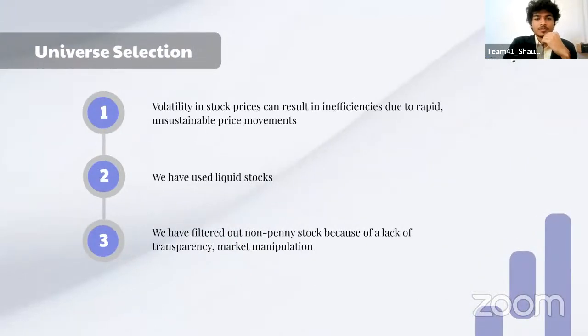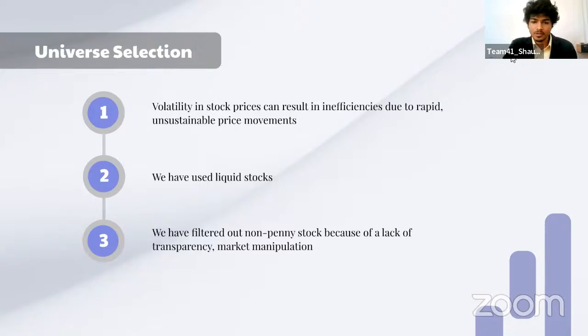For universe selection, we use some basic broad criteria. We see that volatility in the stock price can create inefficiencies by causing rapid price movements that are not sustained. So we used higher vol stocks with a daily return standard deviation of greater than 5%. We have also used liquid stocks, but not highly liquid stocks, because of the complexities associated with illiquidity and lesser inefficiencies in high liquidity stocks. We have also ignored penny stocks.